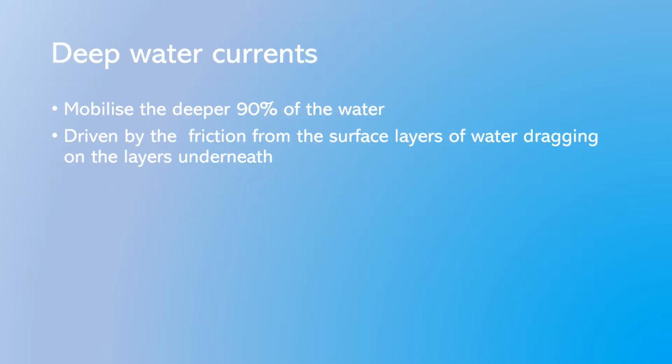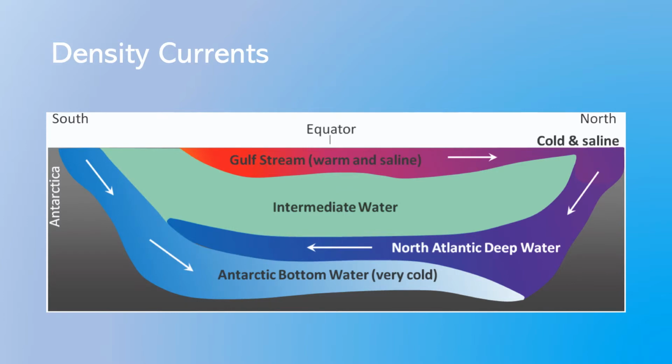Deep water currents mobilize the deeper, denser 90% of the water. They are driven by friction from the surface layers of water dragging on the layers underneath, and cold, salty water from the poles towards the tropics. Temperatures and salinity cause density changes in the water. If the changes are significant, density currents can occur. The saltier water is, the more dense it is, and the warmer the water is, the less dense it is. This forms the thermocline circulation. A great example of this is the Great Oceanic Conveyor Belt.